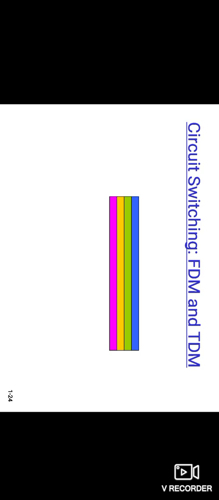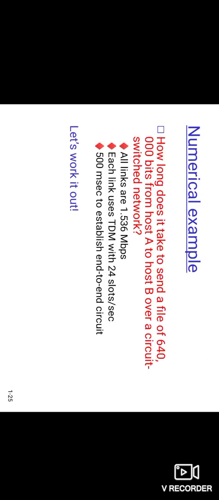But in the case of TDM, the time is divided into fixed durations, so each frame is divided into a fixed number of time slots. When the network establishes a connection across the link, it dedicates one time slot in every frame to the connection. After that time slot expires, it has to wait for the next time slot to come. During a particular time slot, the entire frequency is allocated to that particular connection. So this is the difference between FDM and TDM.